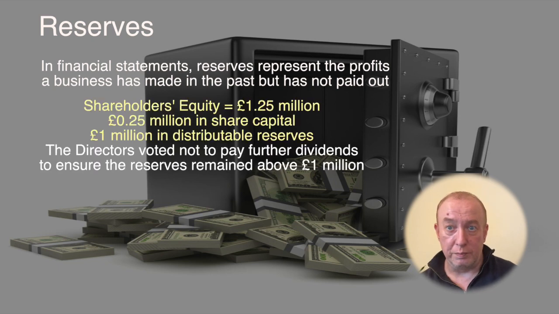For example, the shareholders' equity in the financial statements totaled approximately £1.25 million, consisting of £0.25 million in share capital and £1 million in distributable reserves. The directors voted not to pay further dividends to ensure the reserves remained above £1 million.